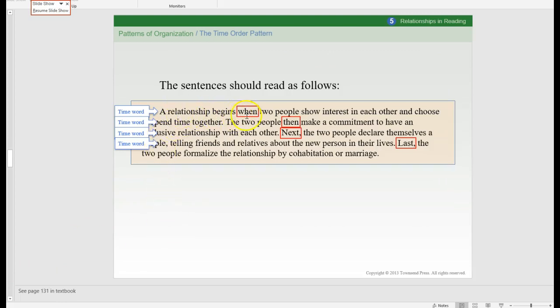So you should have had when, then, next, and then last. Last would have been the easiest. Right? And then, we can't start with then up here because we need something to happen previously. So this is the time order for these. And again, pause if you need to.